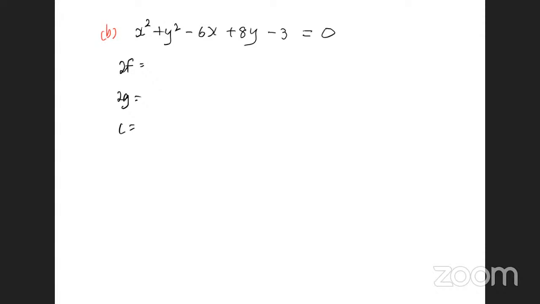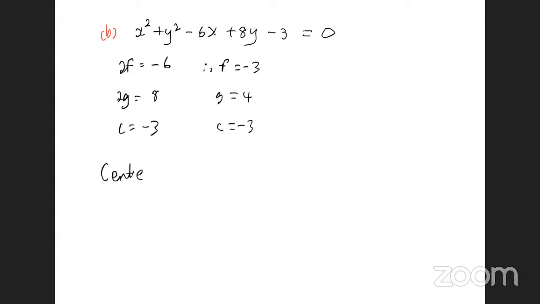So 2F is what? Whatever is in front of X. And 2G is whatever is in front of Y. That's it. And C is -3. So F is equal to -3, G is equal to 4, and C is -3.